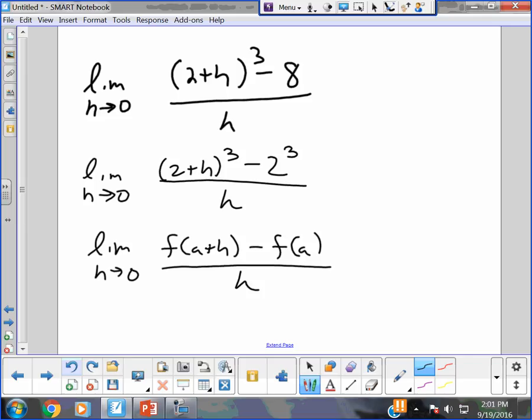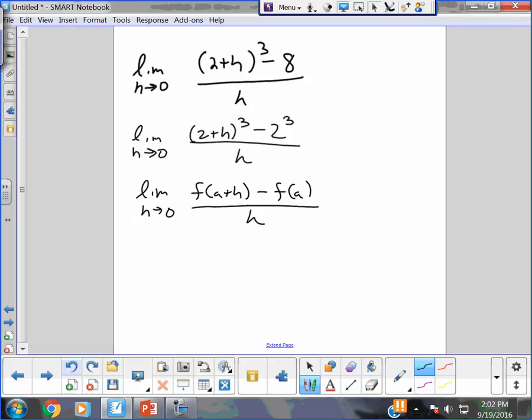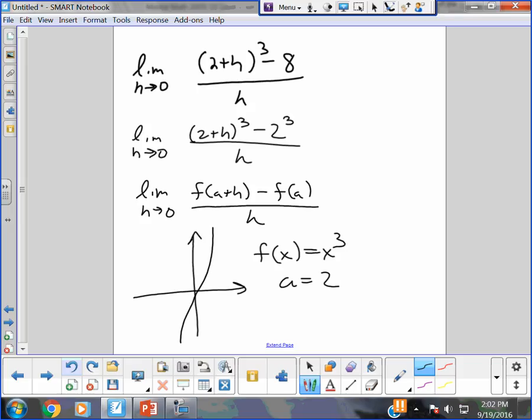Well, everybody, I think a is 2. Does everybody see why a is 2? And what's the function? X cubed. So a is 2. F of x is x cubed. Now, that's one of our parent functions. We like this function. We can picture it going through the origin. Can you guys picture that at 2, that would be a very steep line. So a slope of 12 makes complete sense.